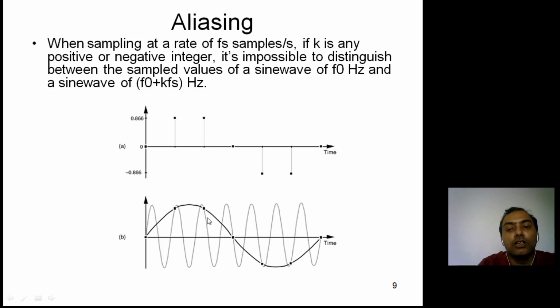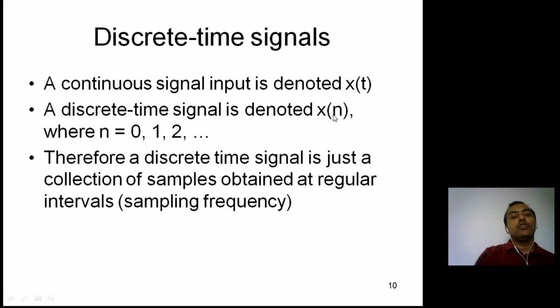Now discrete time signals. A continuous signal input is denoted as x(t). A discrete time signal is denoted with n. The difference is that in discrete we use n, but in continuous we use t. T stands for time, n stands for number, and n is discrete, where n is equal to 0, 1, 2, and so on. So in discrete terms, we deal with numbers. Therefore, a discrete time signal is just a collection of samples obtained at regular intervals.